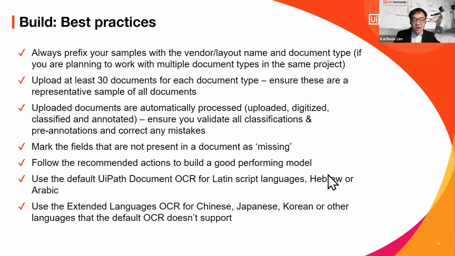And when it comes to which OCR engine to use, this is actually a very popular exam question from my experience, and when I took the exam. It asks what kind of OCR engine to use for different languages. So anything that is English, Latin, Hebrew, or Arabic, use the default UiPath Document OCR. For the other languages like Chinese, Japanese, Korean, you would choose the Extended Languages OCR. There is one more OCR that is pretty old and is going to be replaced soon by Extended Languages, which is the Korean, Chinese, Japanese OCR. So just take note, if the exam question gives you these three options, always select either UiPath Document OCR or Extended Languages OCR, and not the CJK OCR.